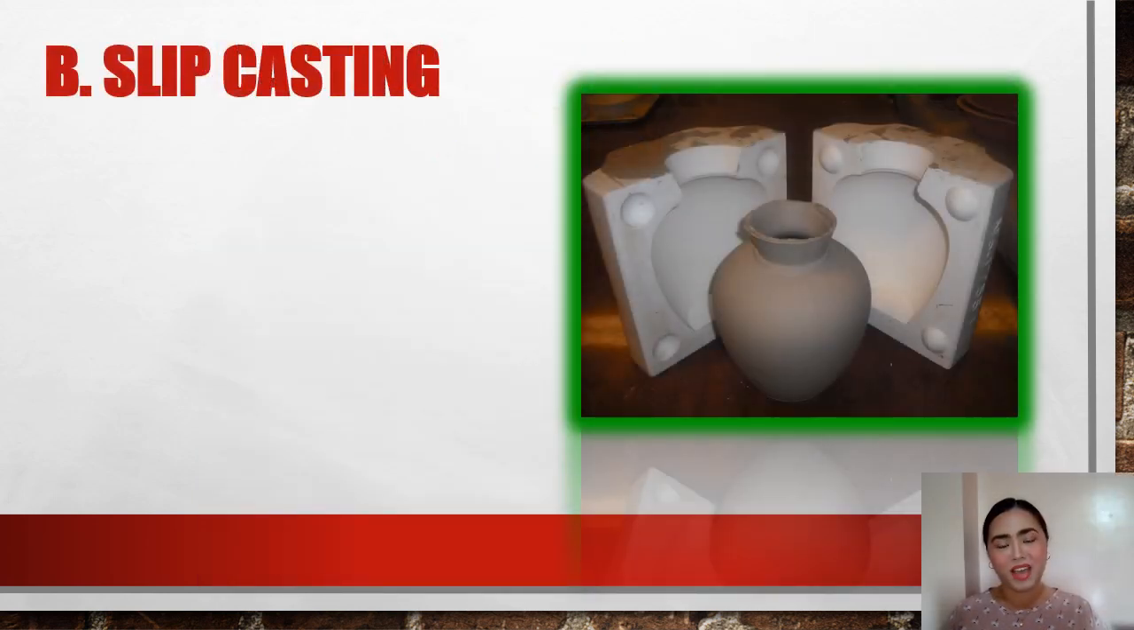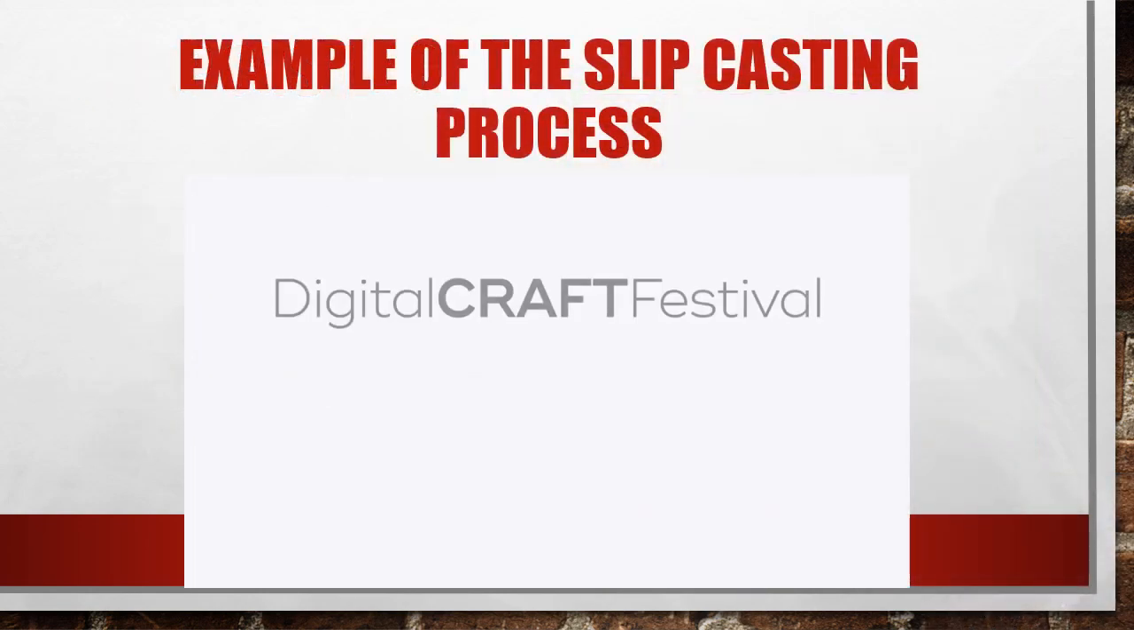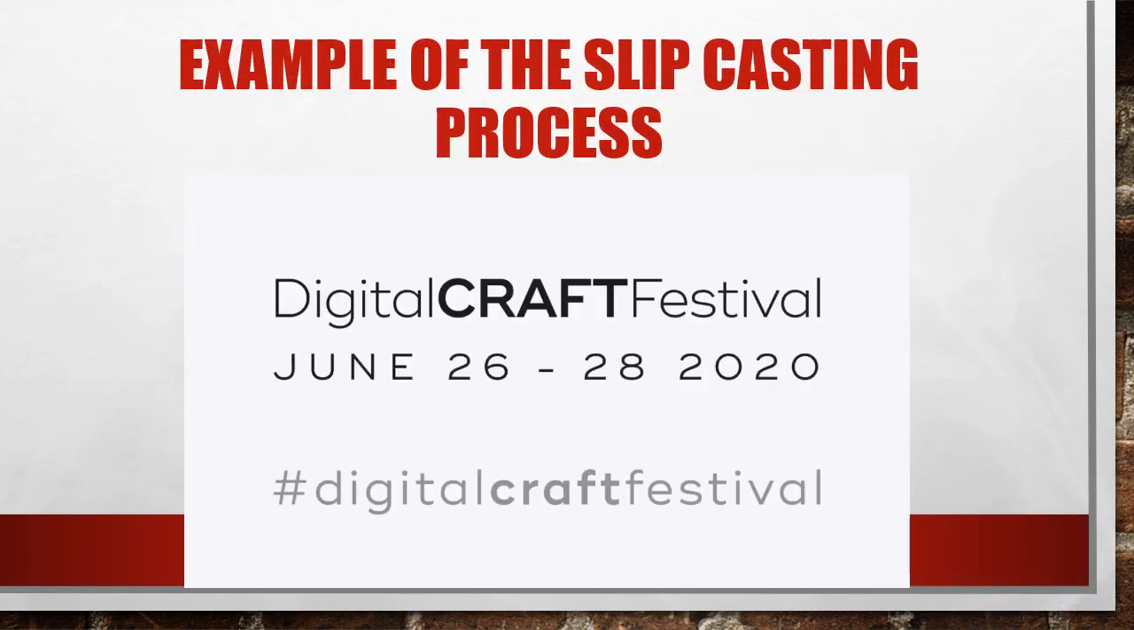The second type of casting is slip casting. Slip casting is a technique for the mass production of pottery, especially if the design cannot be easily made by using the pottery wheel. Here is an example of the slip casting process.